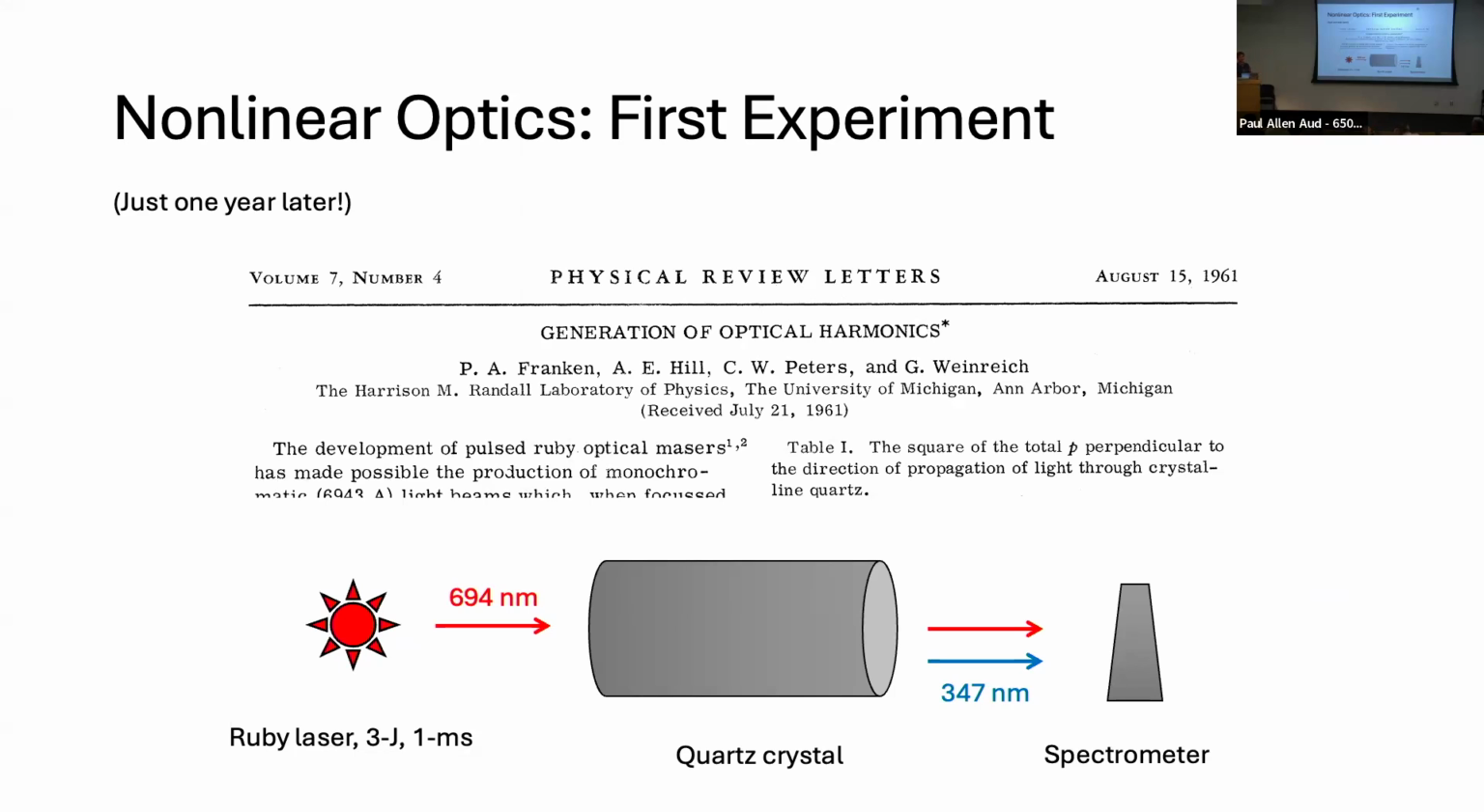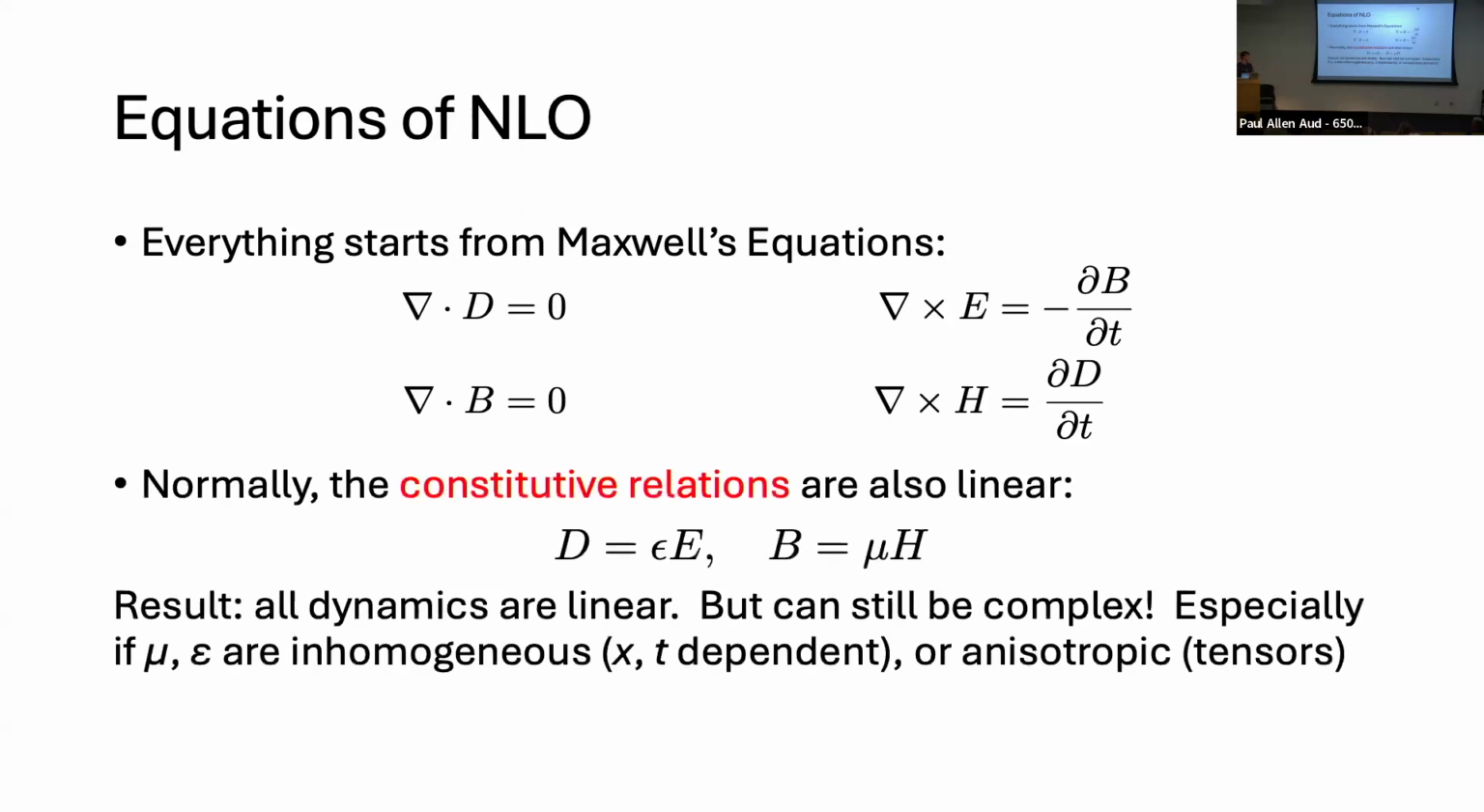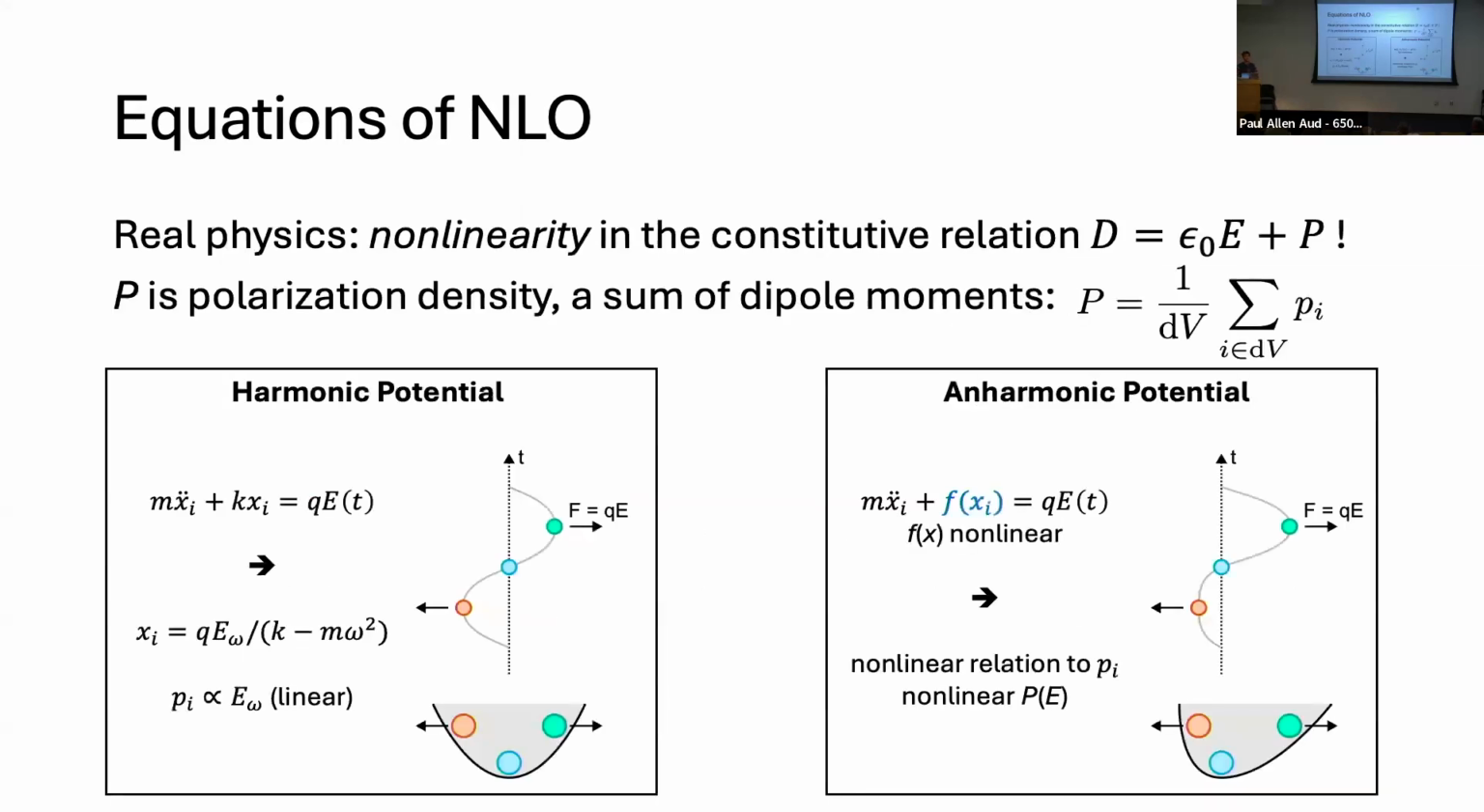And to understand why, you should go back to the equations of nonlinear optics. So nonlinear optics is just an application of Maxwell's equations with a couple of nonlinear terms. If you look at Maxwell's equations, these are all linear, right? And once you add in the constitutive relations, if you assume that those are linear, then all of your dynamics are linear. But the reality is that those constitutive relations are not linear. So usually the nonlinearity comes about through the relationship between the E field and the D field. So D is epsilon naught E plus the polarization.